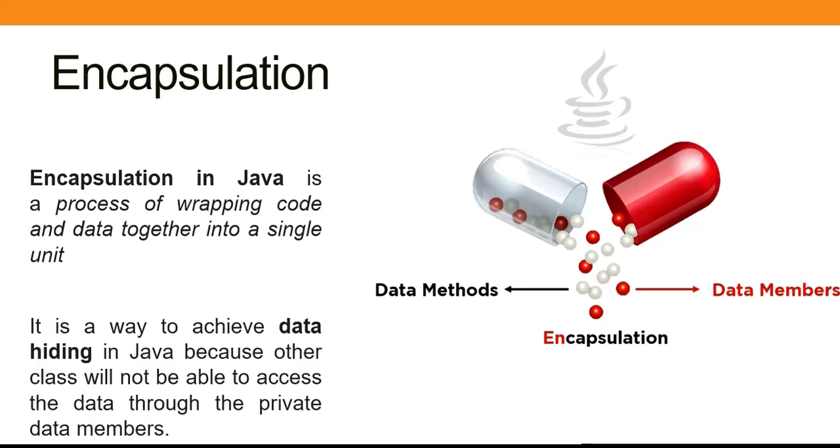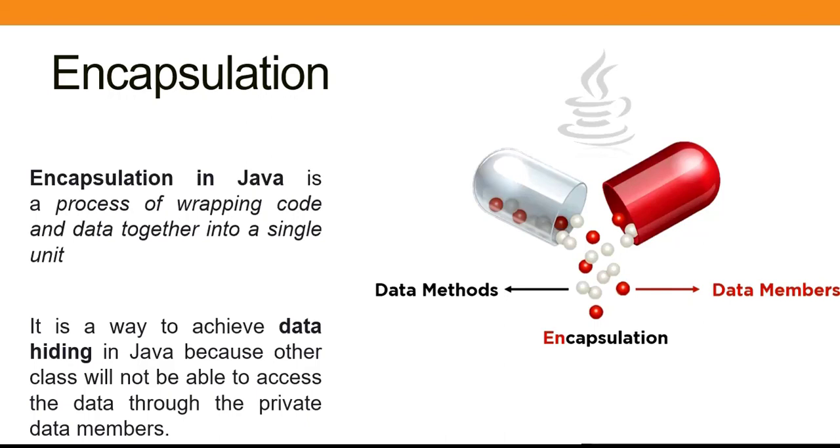Now we are going to learn about the concept of encapsulation in object-oriented programming. So what is encapsulation? Encapsulation in Java, or in object-oriented programming, is a process of wrapping the code and data together into a single unit.